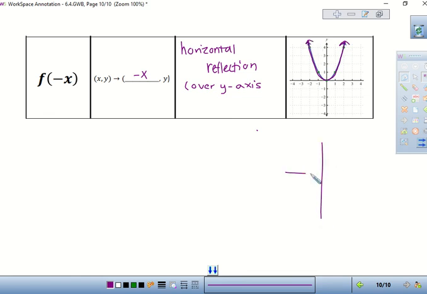If it were a graph like this and I were to do it, would it affect it? Yes. Yeah, sometimes it does, but if the graph is symmetric over the y-axis to begin with, it won't affect it. Any questions? Okay, cool.